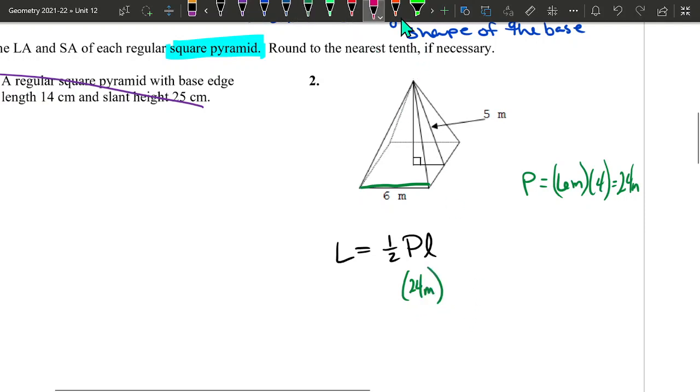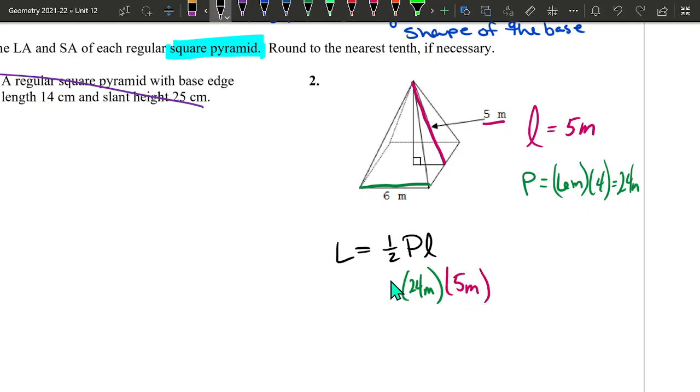And then I need the slant height, L. Well, since it's given to me in this problem, it's right here. That makes it pretty easy. It's 5 meters. So I'm plugging those into the formula.